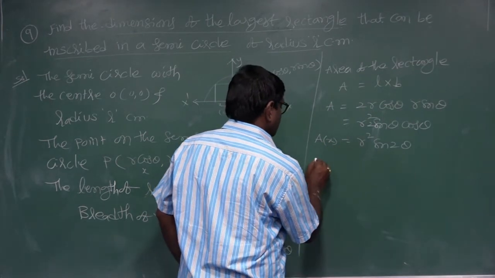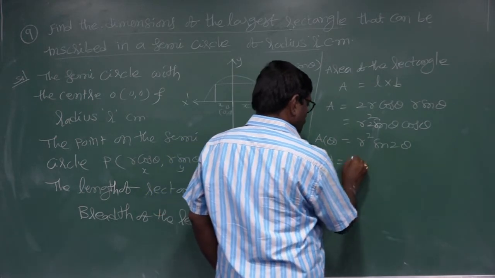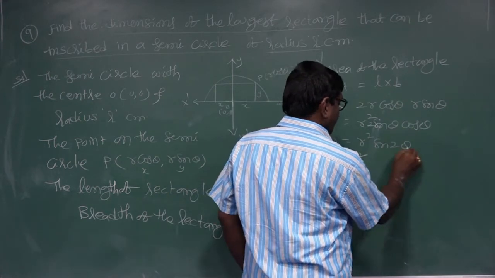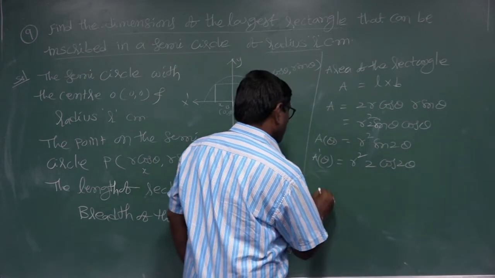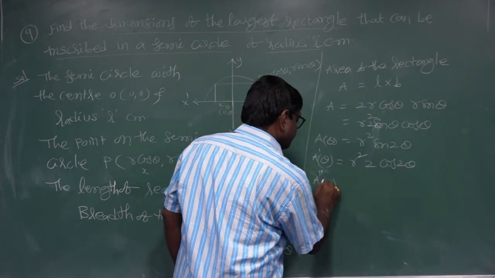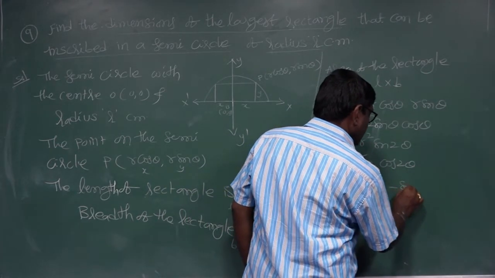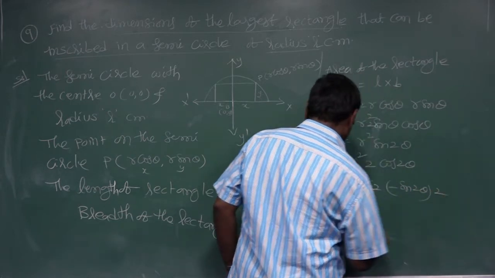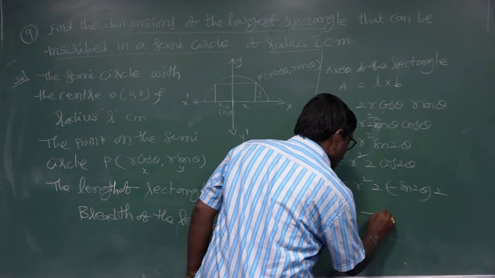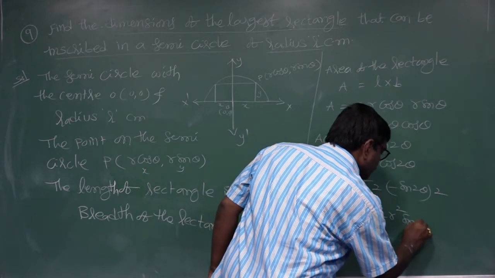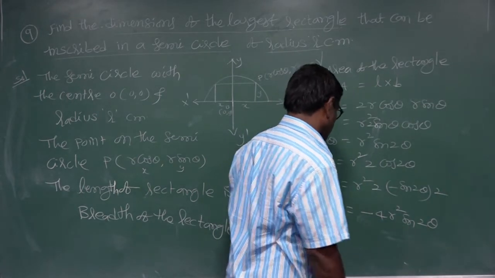Differentiate with respect to theta. A dash theta equals r square, a constant, times the derivative of sin 2 theta, which is 2 cos 2 theta. A double dash theta equals r square into 2 into the derivative of cos 2 theta, which is minus sin 2 theta into 2. So A double dash theta equals minus 4r square sin 2 theta.